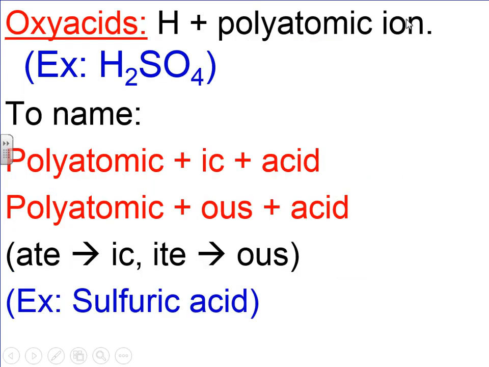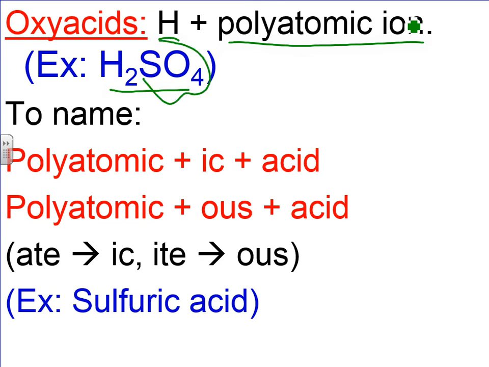The oxyacids contain hydrogen and then they contain a polyatomic ion, and that's where the oxygen comes in because it's some sort of ate, like sulfate, phosphate, carbonate. And the example again here is sulfuric acid, H2SO4. To name it, it's all about naming the polyatomic ion. If the polyatomic ion ends in ate, then the ending becomes ic. If the polyatomic ion ends in ite, then you put ous at the end of it. And in both these cases, you've got the polyatomic ion, then put the ic, and then put the word acid.